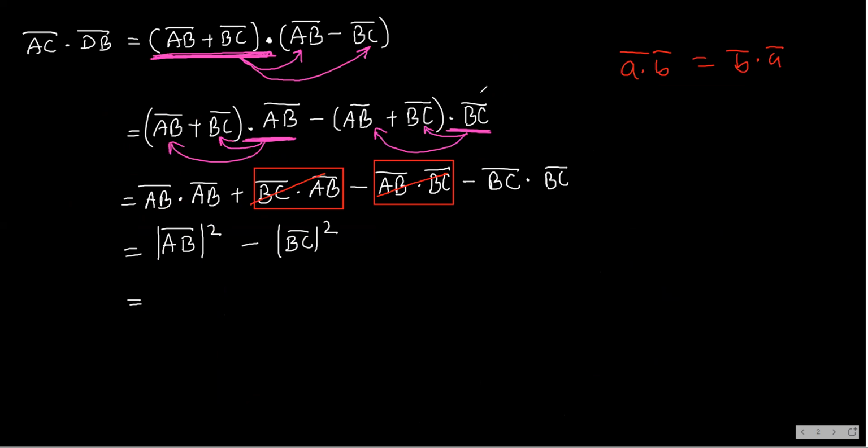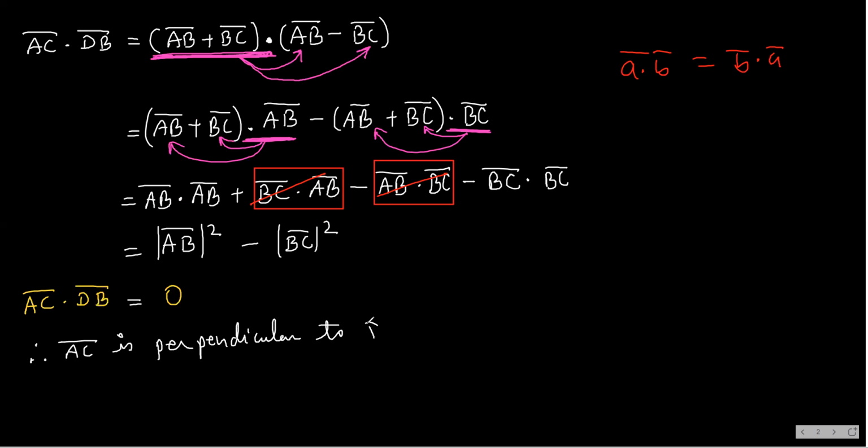So the next you get is equal to 0. So here you get AC bar dot DB bar equals 0. And this is sufficient to conclude. Therefore, AC bar is perpendicular to DB bar.